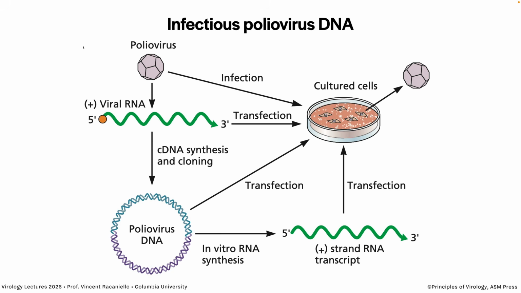And if you take the RNA and make a DNA copy, a double-stranded DNA copy, and put it in a bacterial plasmid and introduce that into cells, that will also initiate an infectious cycle, as will if you make RNA in vitro from this DNA and put that in cells. All of these lead to infections. Now, for every virus that is studied, you have a DNA copy of the genome that you can manipulate. We'll see examples of this as we go through this course.